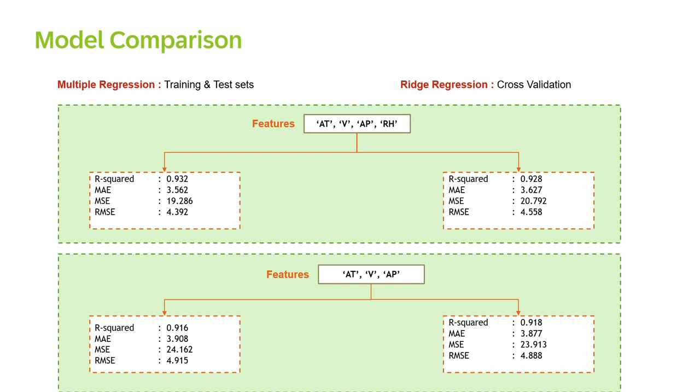But if you optimize it further by eliminating the less significant relative humidity feature here, then we could see that ridge regression is having a slight upper hand or slightly better performance. The coefficient of determination of ridge regression came as 0.918 in that case, whereas the R squared value of multiple regression is 0.916. That's all about the experiment.